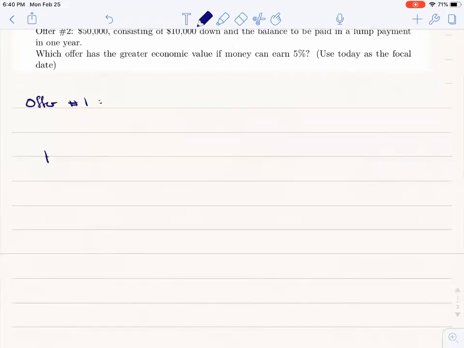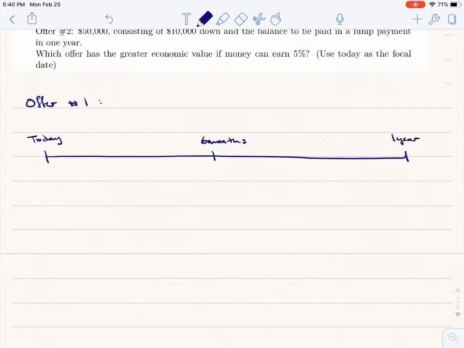looks like this. When we draw timelines, we just stretch across the page. We want as much space as we can get. And then we've got today as a jumping off point. Offer number 1 has a payment at 6 months. But because offer number 2 has a payment at 1 year, I'm going to put that on here as well. Oops, 1 year. You don't have to. It's just a way for me to look at things and see how they compare.